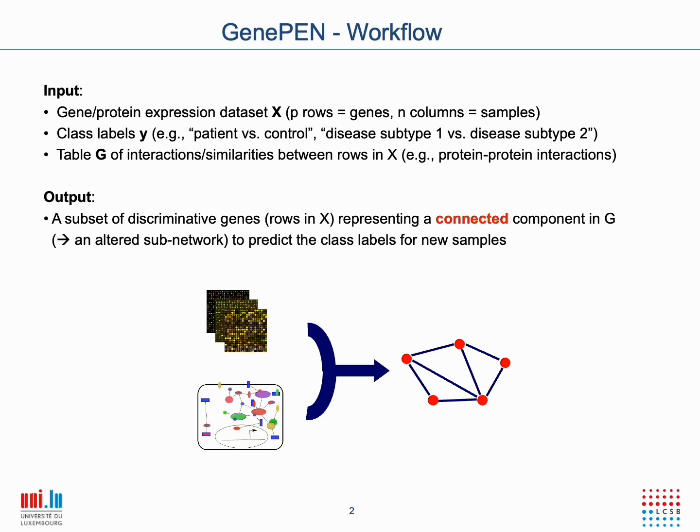As output, the software will provide a subset of discriminative genes corresponding to rows in X that represent a connected component in graph G that can be interpreted as an altered subnetwork and used as a combinatorial biomarker to predict the class labels for new samples.